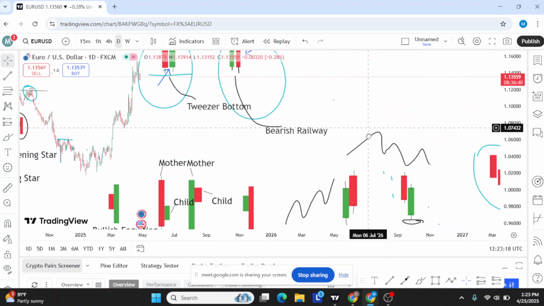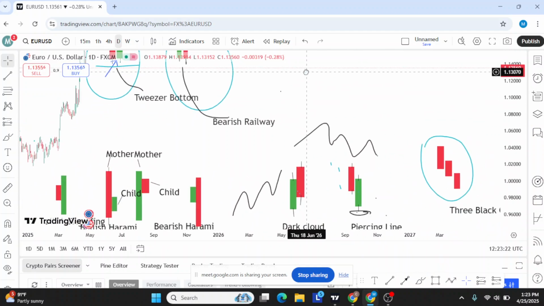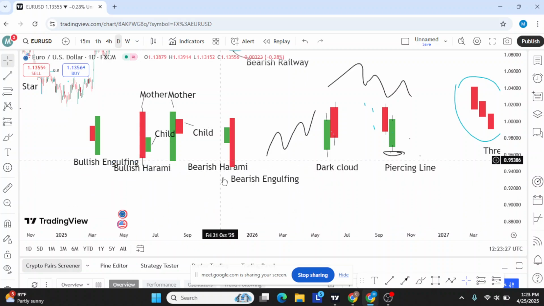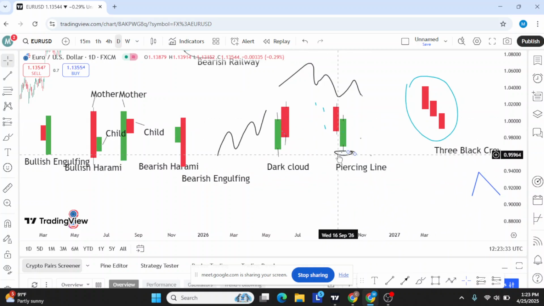I've talked about the Twizzler bottom, the bearish railway, the Twizzler top, and the bullish railway. Now I've spoken about the bullish engulfing, the bullish harami, the bearish harami, and the bearish engulfing candle. I'm talking about the dark cloud and the piercing line now. So this is how we'll be doing a revision of all the candlestick patterns we've discussed before the end of this class here.